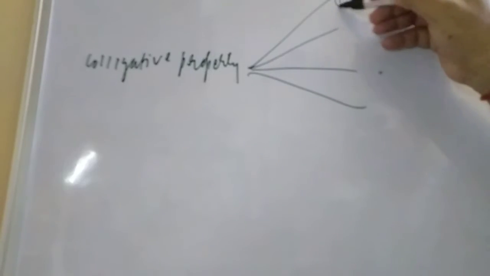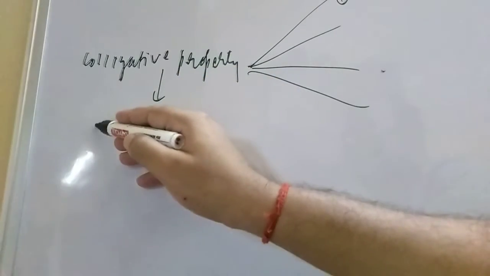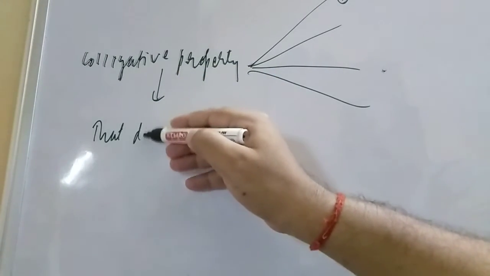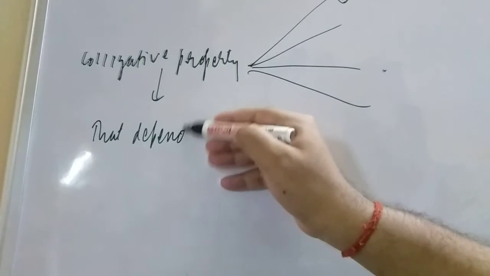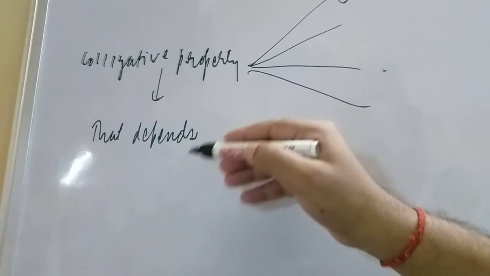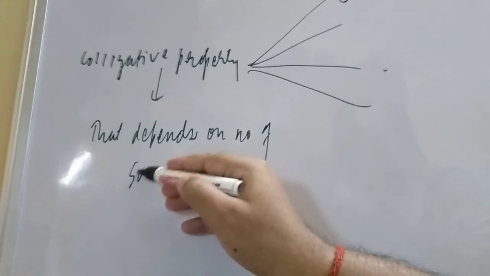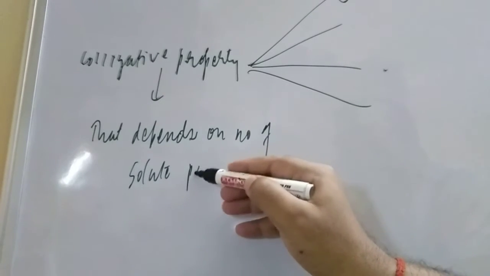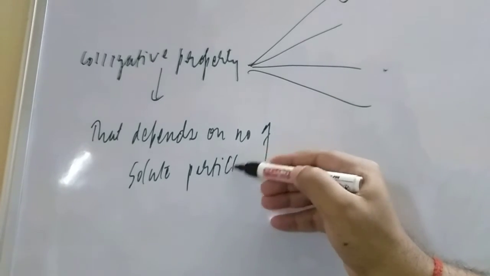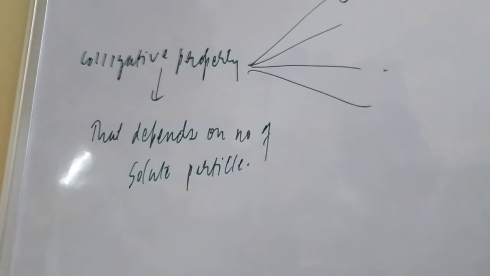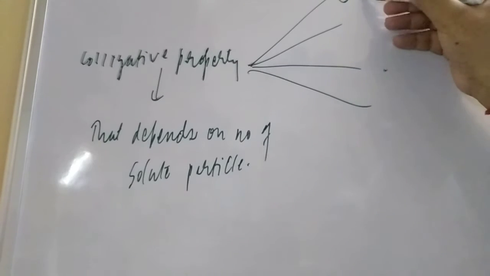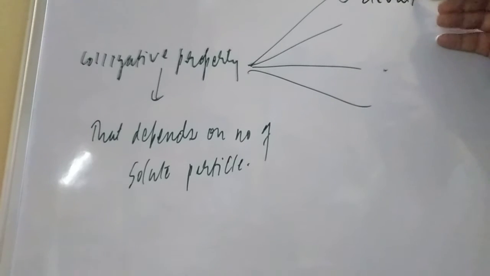So the first thing, the definition: a colligative property depends on the number of solute particles. Which particles? Not solvent, the number of solute particles, keep that in mind. There are many types of colligative properties, but in our syllabus, the first one is elevation in boiling point.